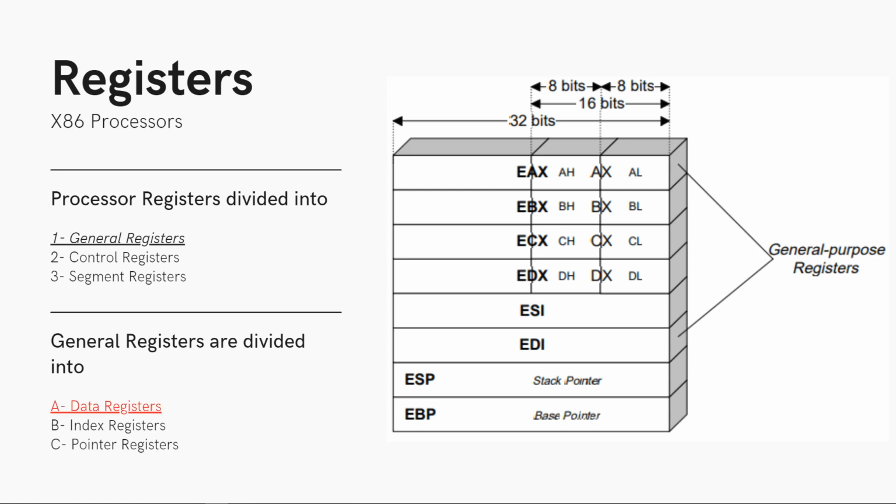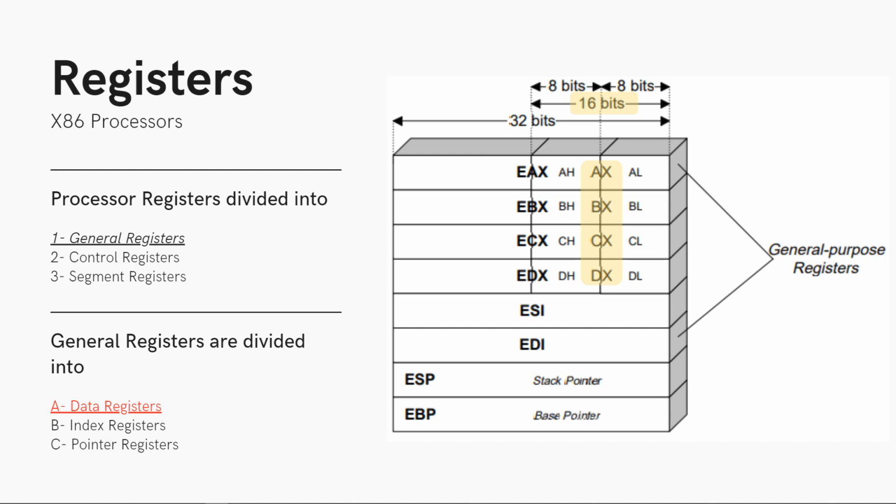The data registers are four 32-bit registers, which are used for arithmetic, logical, and other operations. And these 32-bit registers can be used in three different ways. First of all, as complete 32-bit data registers, which are EAX, EBX, ECX, and EDX. They can also be used as the lower halves of the 32-bit registers, as 16-bit data registers: AX, BX, CX, and DX.